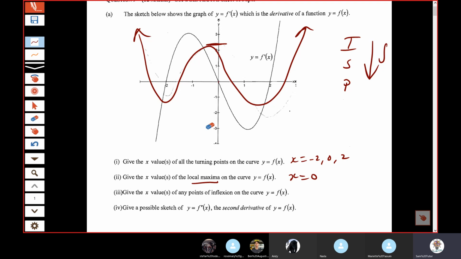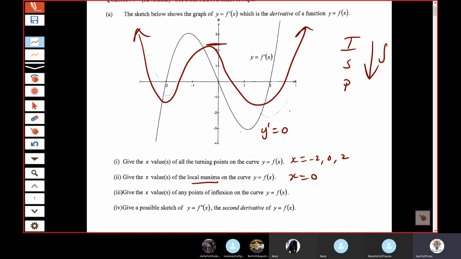All right. Give the x values of any points of inflection. Obviously, again, what are the points of inflection on this curve? Well, let's think of it if we didn't have the maroon curve. When do points of inflection occur? y double dash equals 0, which means for the black curve, it would be where y dash equals 0 of that. Does that make sense? Because that would be the second derivative technically.